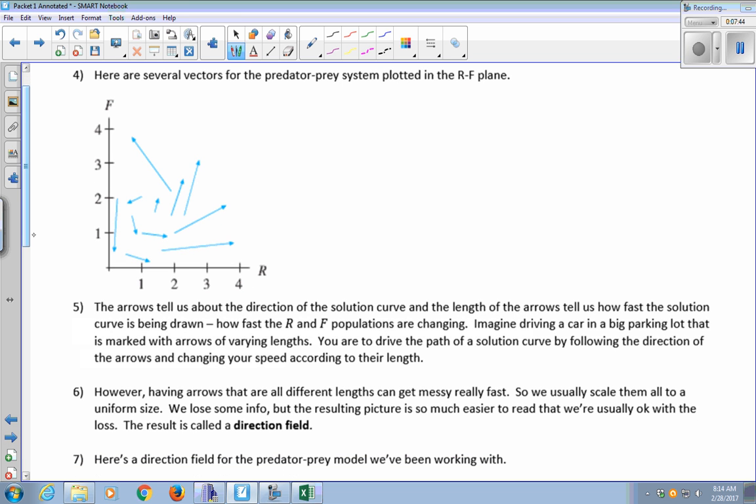So here I did a whole bunch more, right? So here are several vectors for that predator-prey system. The arrows tell you the direction of the solution curve, and the length of the arrows tells you how fast the solution curve is being drawn. That is how fast the R and F populations are changing at that population size. So you could imagine it'd be like trying to drive a car in a big parking lot that's marked with arrows of varying lengths. And the arrows tell you where to go, and the length of the arrow tells you to speed up and slow down.